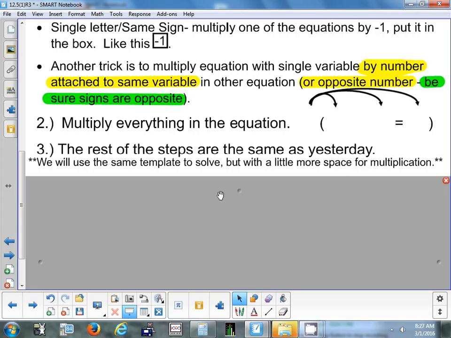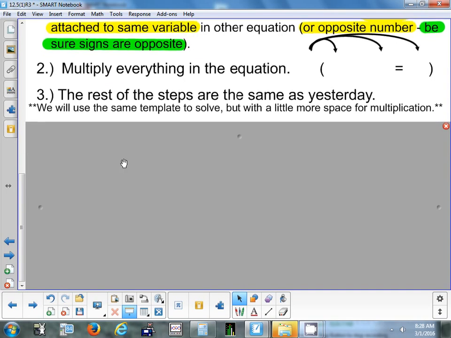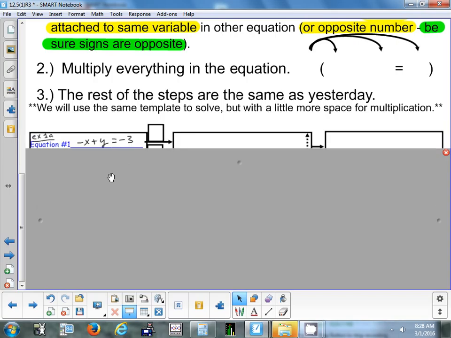That's it. All right? So the template is pretty much the same as yesterday. The only thing is you've got those boxes on there because that's where you're going to put a number. You're going to put a number in one of those. That's where you're going to multiply by. And the spot in the middle is a little bit bigger because you've got to do a little bit more math there. That's it. Everything else is the same.